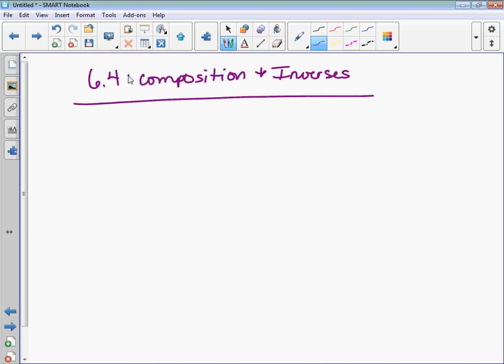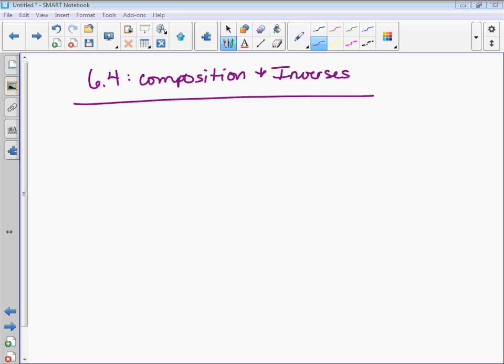All right, composition and inverses. There's a domain piece that you have to think about, but the other part really is very hard. You're getting better at domain. Some of it's very easy.